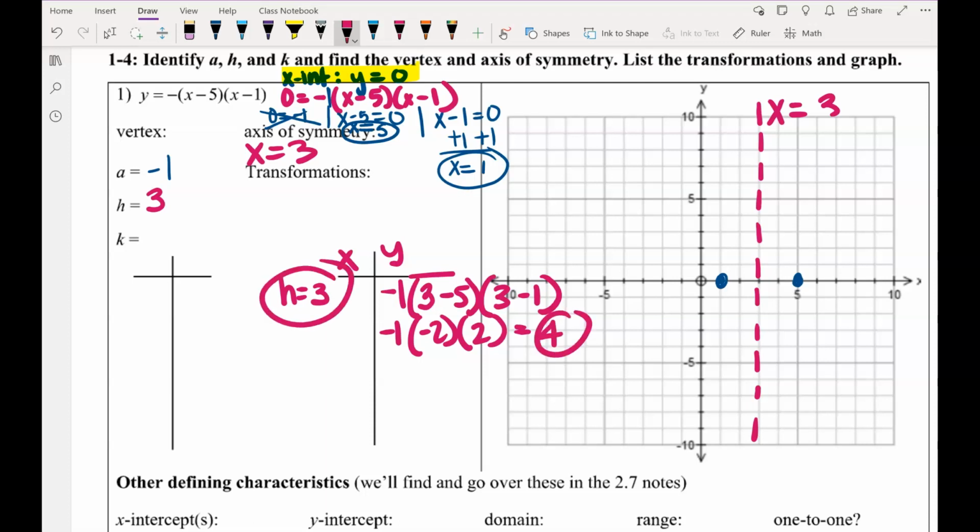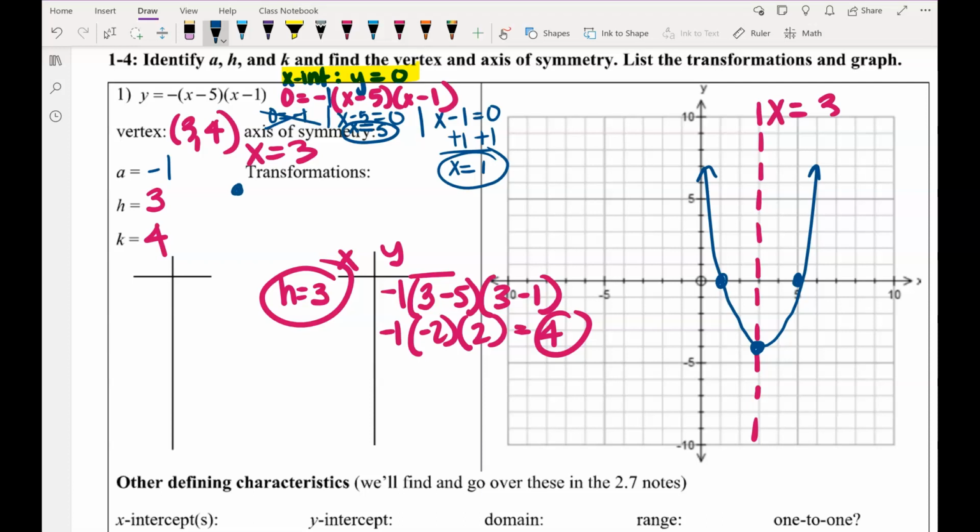So k would be what? 4. That's right. Do we now know the vertex? Yeah, 3 comma 4. Plot it. Now we connect them because we have all the dots that we would need to make a nice graph. We do have a nice set of 3 transformations.